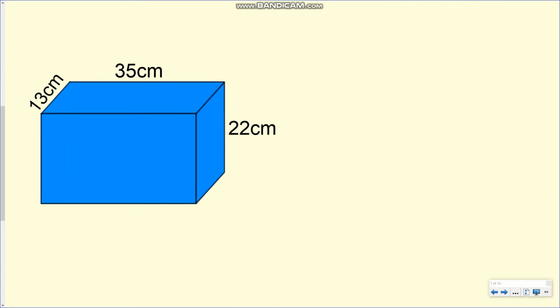Okay, one more quick example with slightly harder numbers. Again, I'm going to write down volume equals length times breadth times height. I'm going to substitute the numbers from my diagram into my calculation. So for me, I think the length is 35. The breadth is 13. And the height is 22.